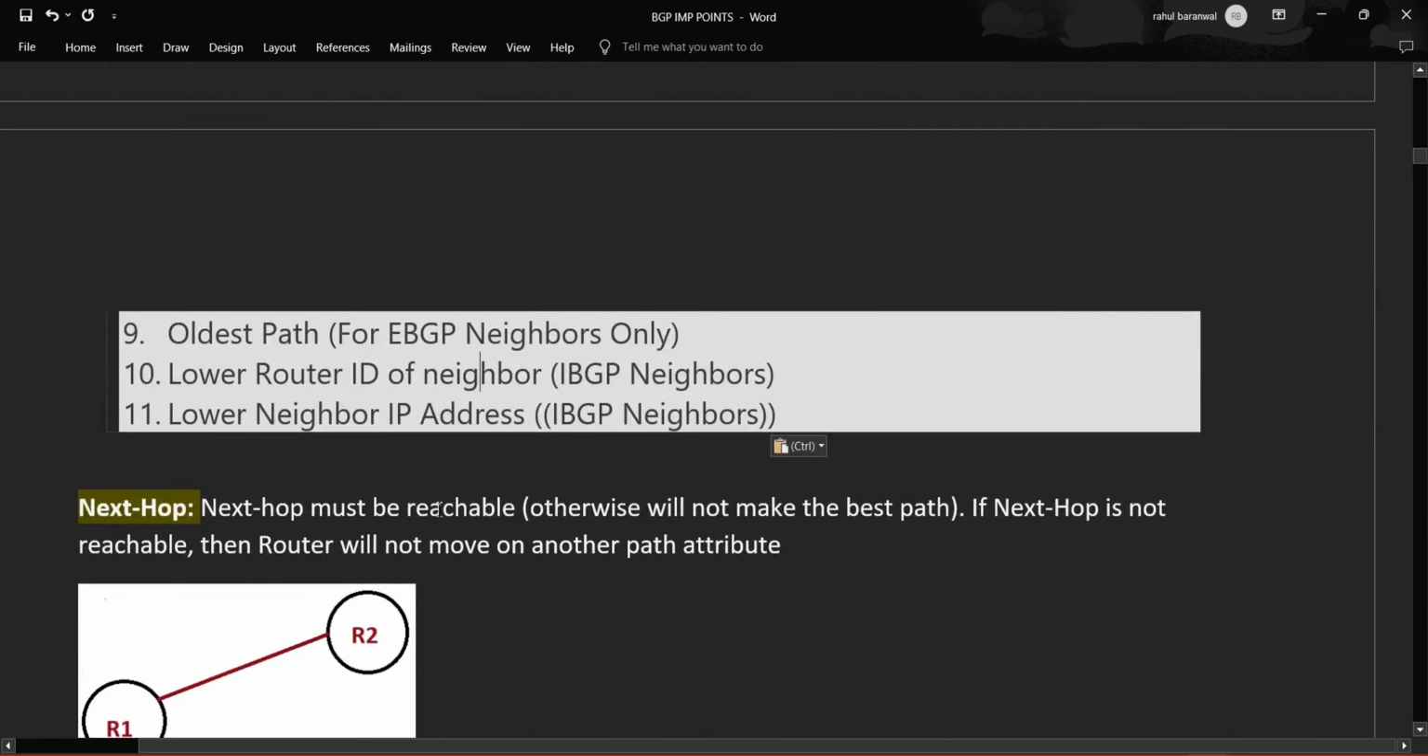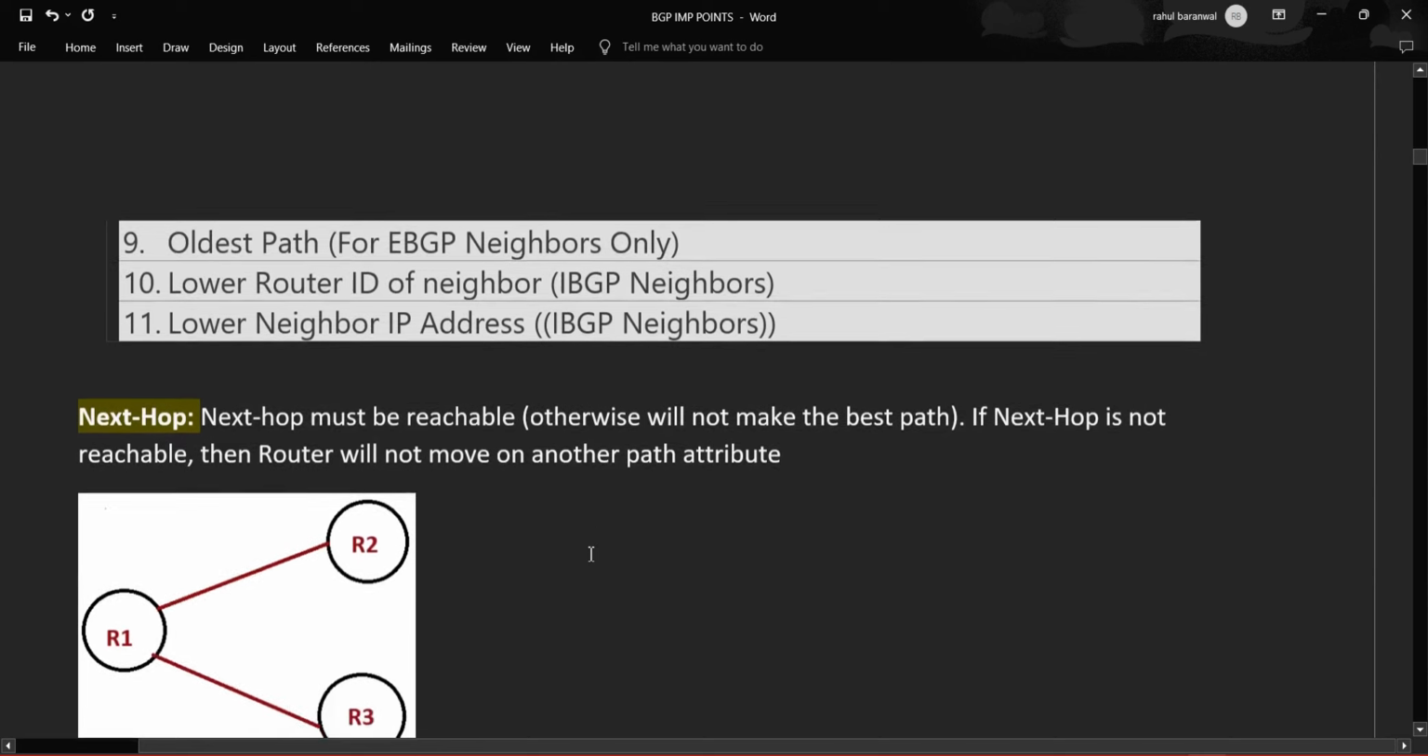Okay, so let's understand the first one, that is next hop reachability. Next hop must be reachable, otherwise BGP will not make the best path. So here, if next hop is not reachable, then the router will not move on to the other path attributes. So let's understand with the topology.